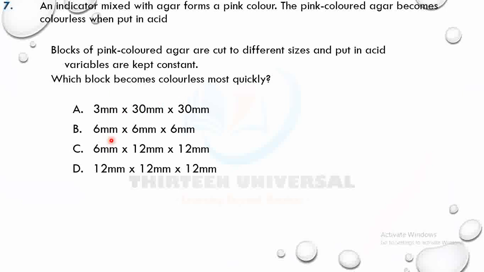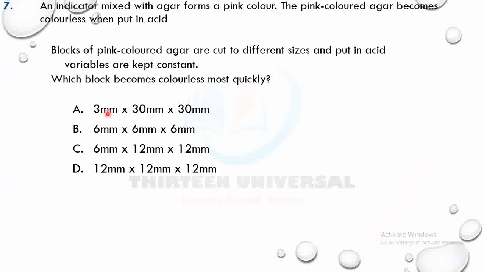Pause the video and apply the concept I taught in the last question. Pause the video and then come back. Now look at this. This is the length. Which one has the smallest length here? A. It doesn't matter what the other dimensions are; just start with the length. The one that has the smallest length is A: 3 millimeters. B is 6 millimeters. C is 6 millimeters.